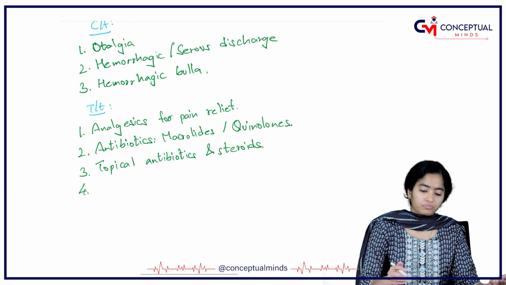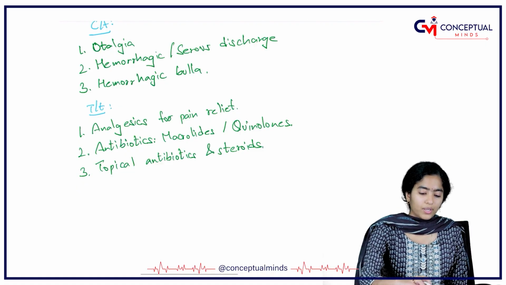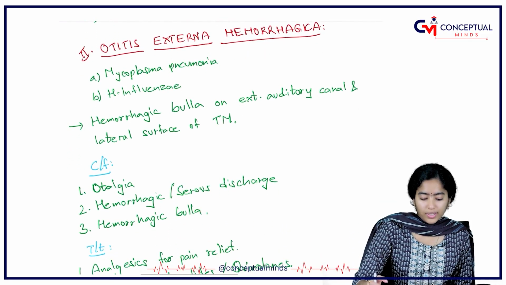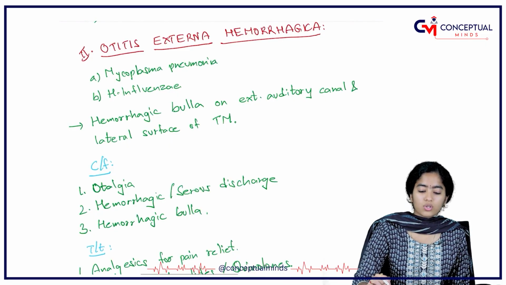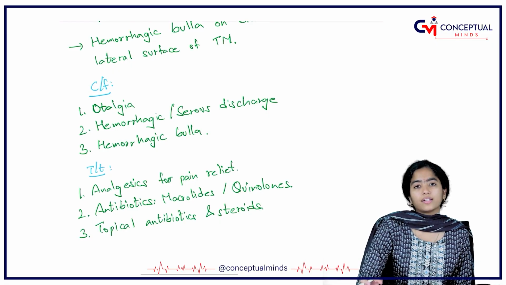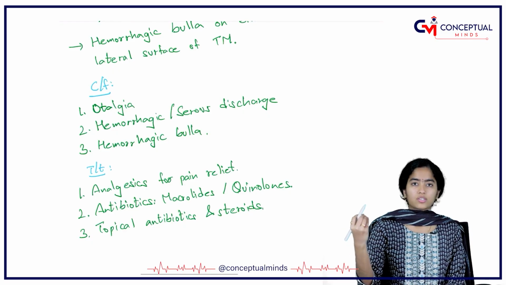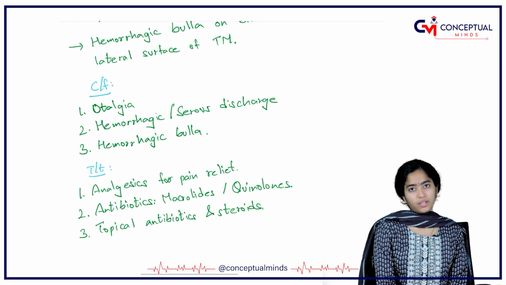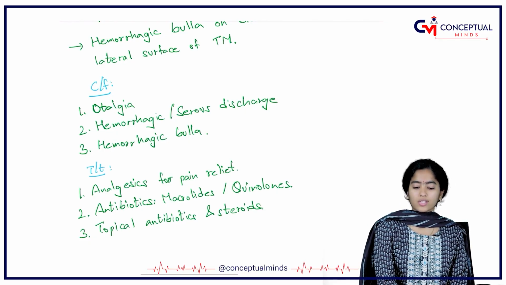This is about Otitis Externa hemorrhagica. Let me quickly summarize it. It is caused by Mycoplasma pneumoniae and Haemophilus influenzae. Hemorrhagic bullae are seen on the external auditory canal and also on the lateral surface of the tympanic membrane. And clinical features, it's very simple. There is ear pain, hemorrhagic bullae are seen, and hemorrhagic or serosanguinous discharge is seen. And for treatment, we give analgesics for pain relief and antibiotics, and topically also we give antibiotics and steroid creams.